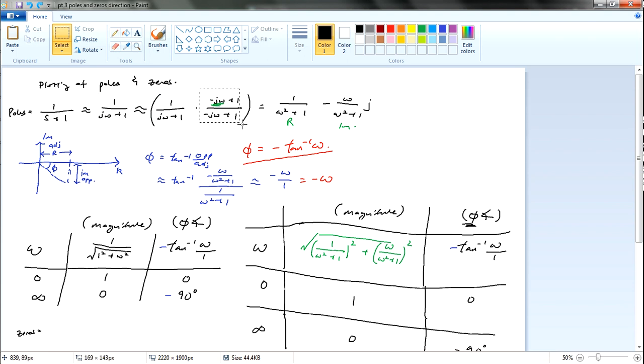Okay, this is actually 1. Minus j omega plus 1 divided by, so this is 1. Okay, this is 1. And then I just rearrange this portion. I get a real and an imaginary axis over here. Okay, and then I plot the magnitude.